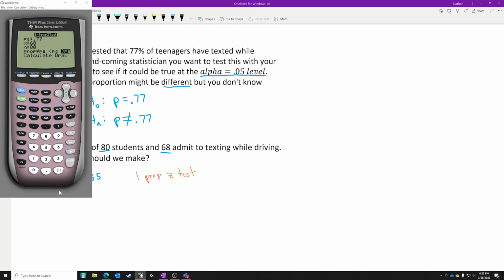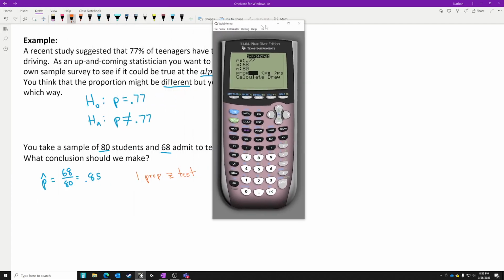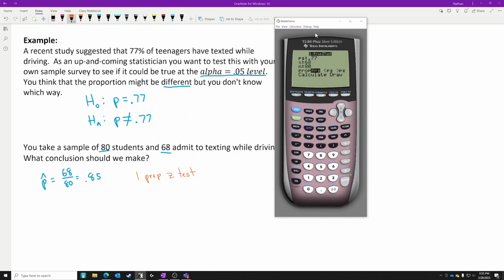My number of successes right here is 68. N is 80. And this time I'm going to choose the not equal to one, not one of the alligator signs, because going into this, we didn't know if it was going to be bigger or smaller. So we're going to calculate this. And it gives us our p-value of 0.089.